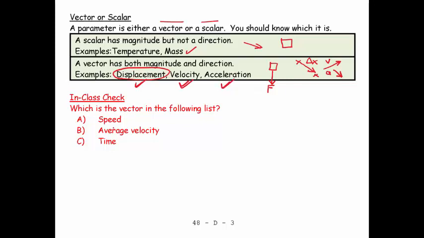Which is the vector in the following list? Well, speed is not. Speed has a magnitude but no direction. Average velocity, well, velocity certainly is, and making it an average makes no difference. It's still got a magnitude and a direction. So average velocity is a vector. Let's check the last one, time. Time is just a scalar, it's just a value that keeps changing. We don't say 5 seconds pointing towards the refrigerator. It makes no sense. So the answer to that one would be B.